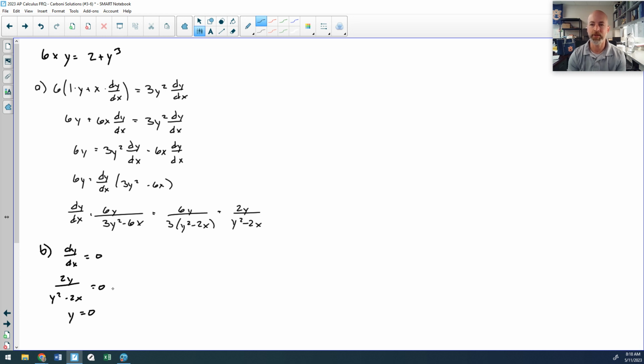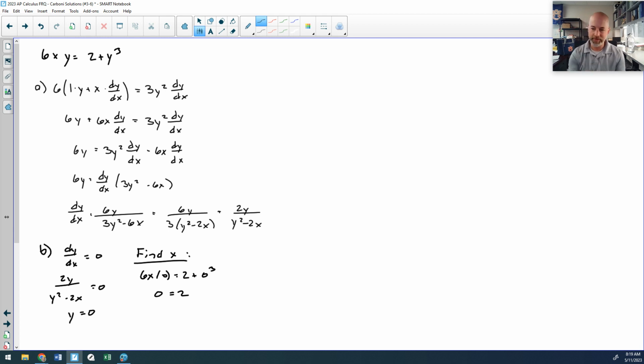And oh my goodness, how evil are these people? Sneaky, sneaky. So now I need to find the x that corresponds with that y by plugging in 0 for y. So I'd have 6 times x times 0 is equal to 2 plus 0 cubed. And we get the lovely statement that 0 is equal to 2, which means no such point exists.